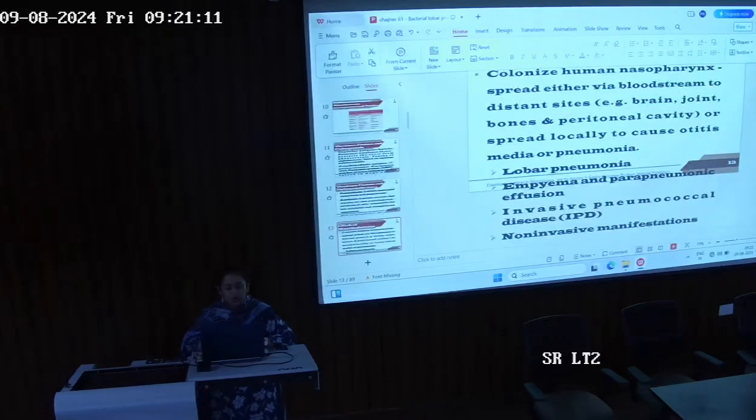It normally colonizes the human nasopharynx and spreads via the bloodstream to distant sites like the brain, causing meningitis, then joints, bones and peritoneal cavity, or it even spreads locally to cause otitis media or pneumonia. Lobar pneumonia, empyema, parapneumonic effusion, invasive pneumococcal disease and non-invasive manifestations are seen.